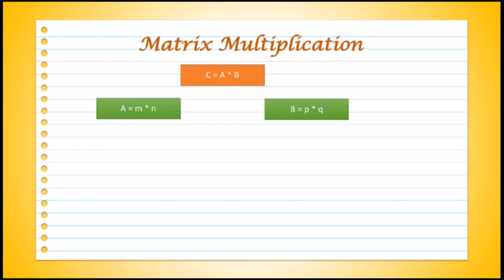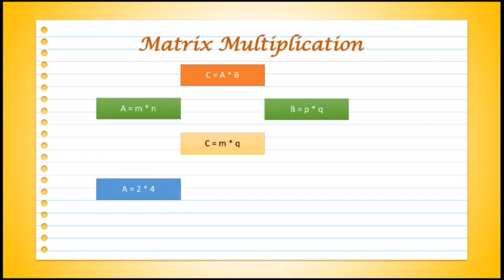While performing matrix multiplication, make sure that the number of columns of the first matrix and the number of rows of the second matrix are the same. If both values are the same, that is if n is equal to p, then we can perform matrix multiplication, and the resultant matrix will be of order m into q, that is, the number of rows of the first matrix and the number of columns of the second matrix.